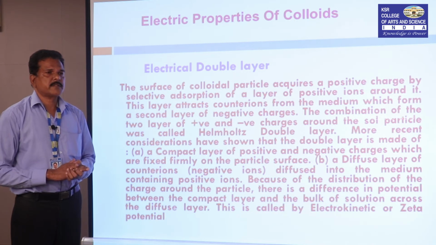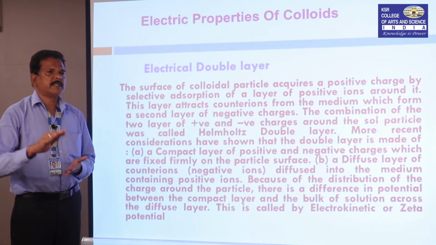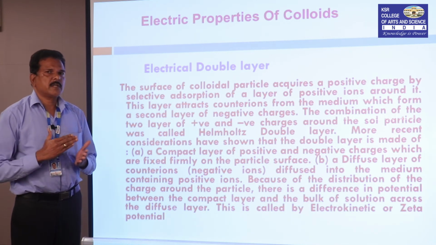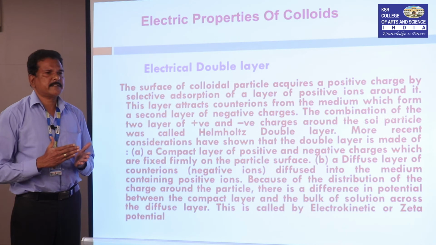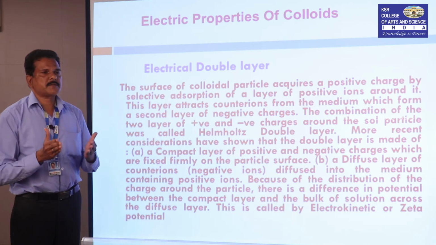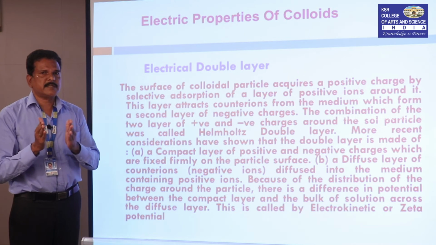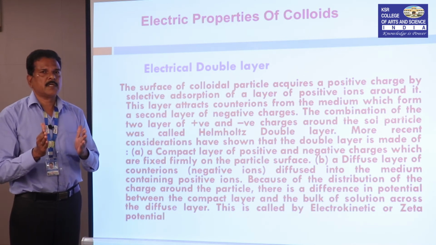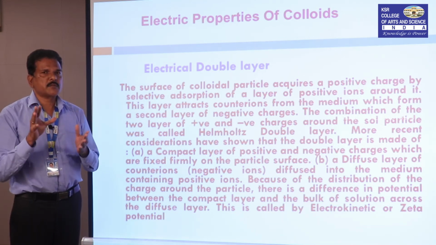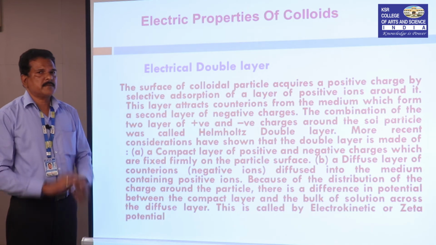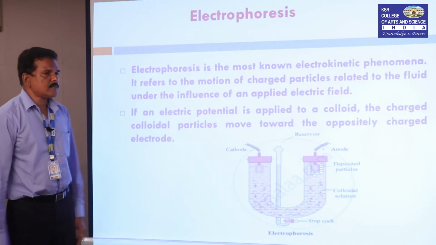This was observed like a railway track, where we see two tracks going a long way. Like a railway track, he observed two layers, one positive and one negative. The layers continue as long as there is an appreciable force of attraction between the dispersed phase and the dispersion medium. Next one is electrophoresis.